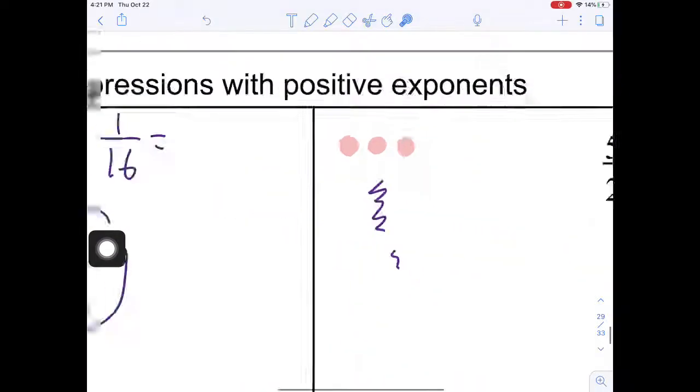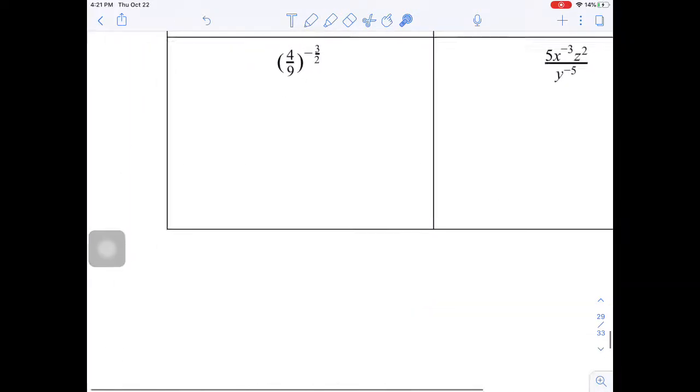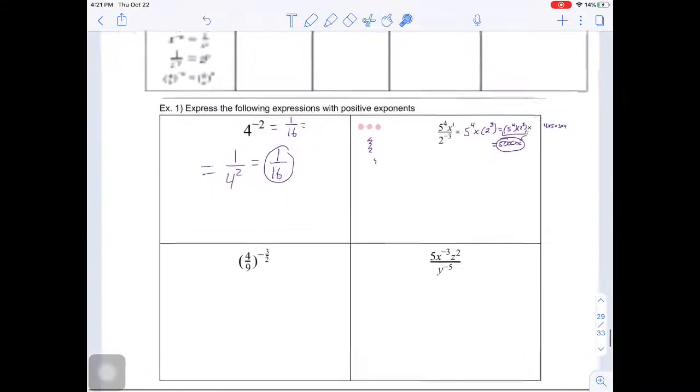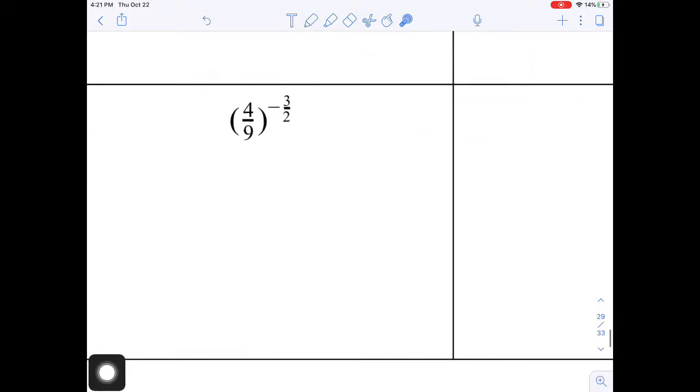Okay? So let's move on to the next question. Here we have brackets 4 over 9 to the power of negative 3 over 2. Well, here I'm going to utilize my rule up here. I have a negative exponent on a fraction, so I'm going to flip my fraction. I'm going to take the reciprocal and make it 9 over 4, and that's going to make the exponent 3 over 2.